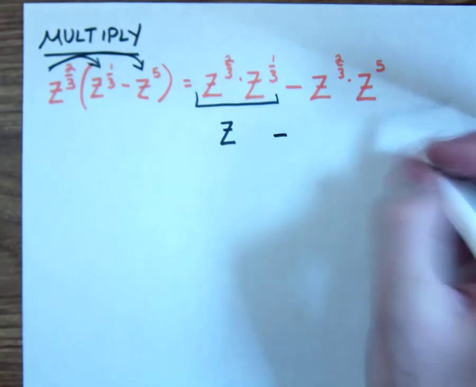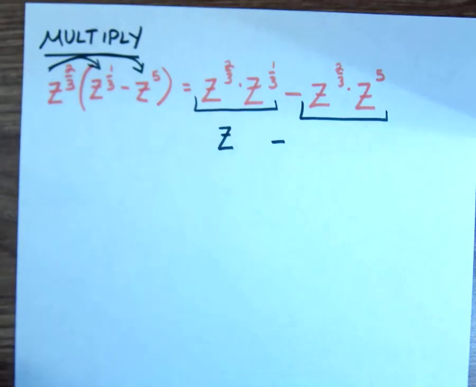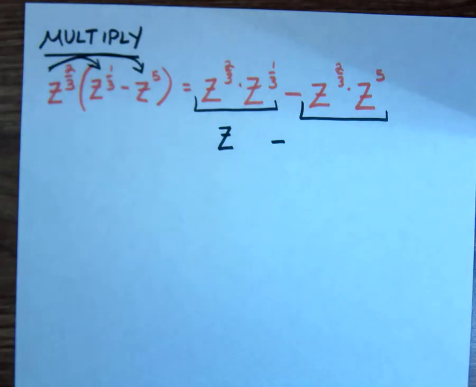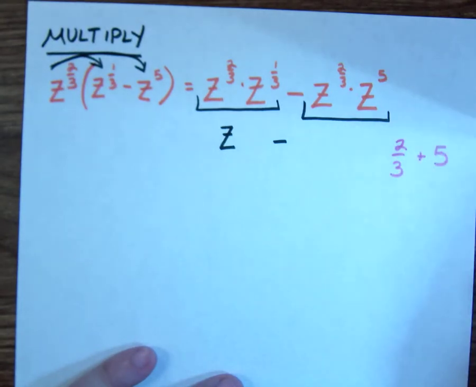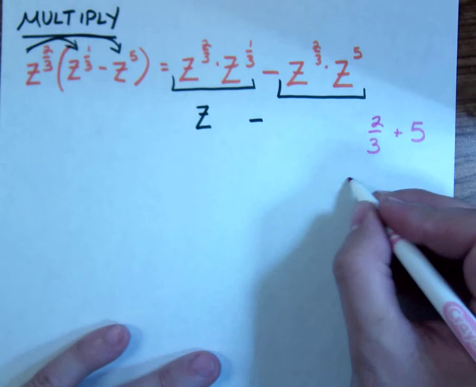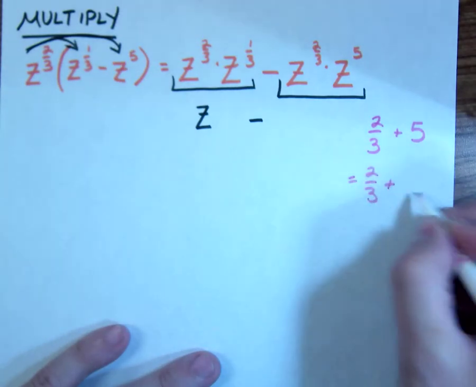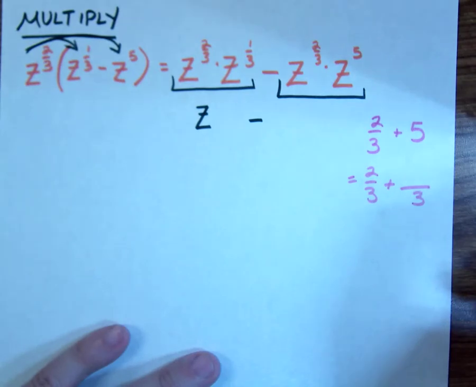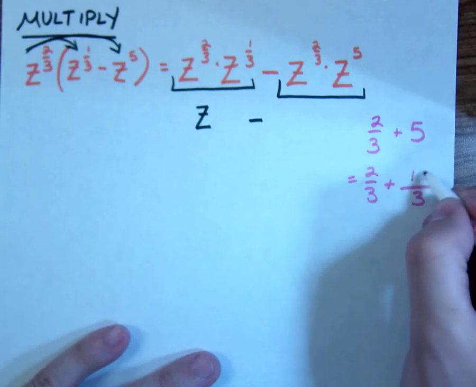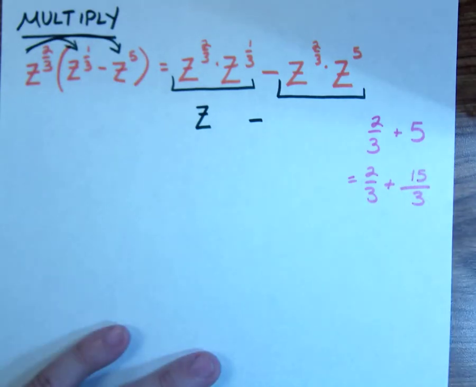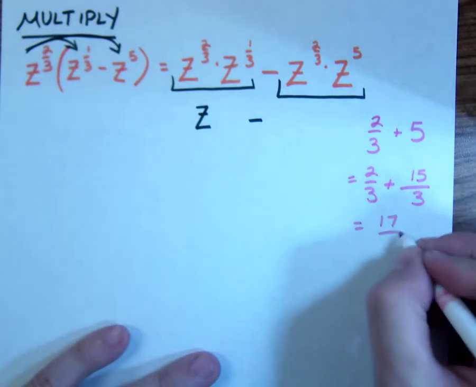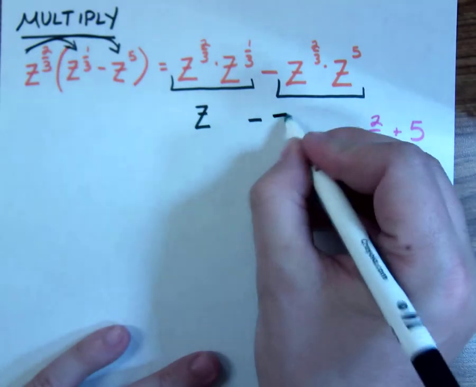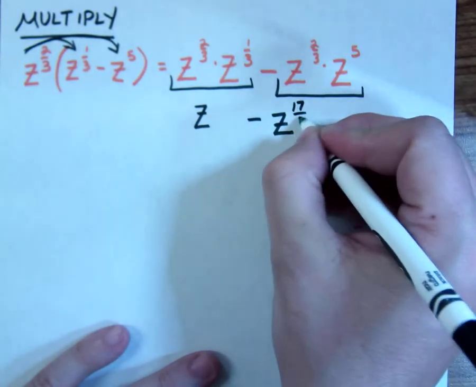Minus, this part's trickier because I got to do 2/3 plus 5. So 2/3 plus 5. I need to rewrite 5 so that it's in thirds. So 2/3 plus how many thirds? How many thirds is 5? 3 times 5, so it's 15. Good. What's 2/3 plus 15 thirds? 17 thirds. So this is z to the 17 thirds.